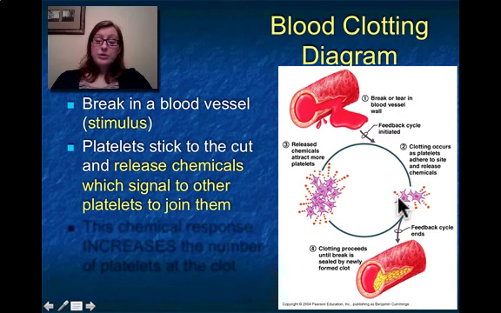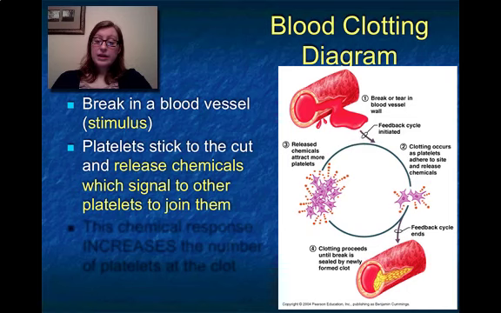So they're going to come to sort of the scene of the crime, if you will, and they're going to stick. Okay, once they stick to the area, they're going to release more chemicals or more signals, which are going to tell other platelets to come and join them. So we're increasing or amplifying the signal as the clotting is going to occur.